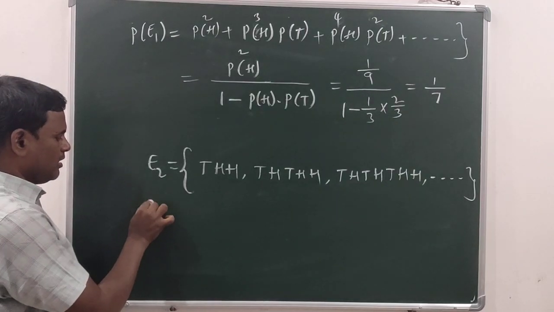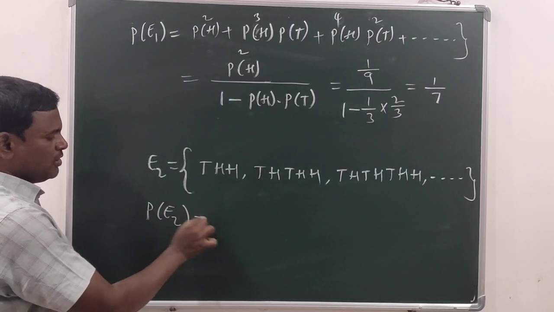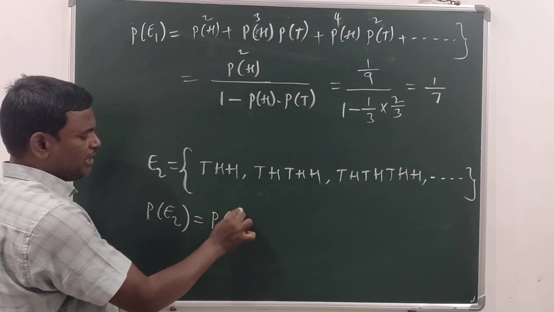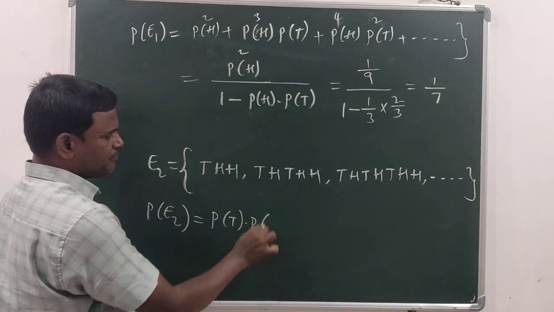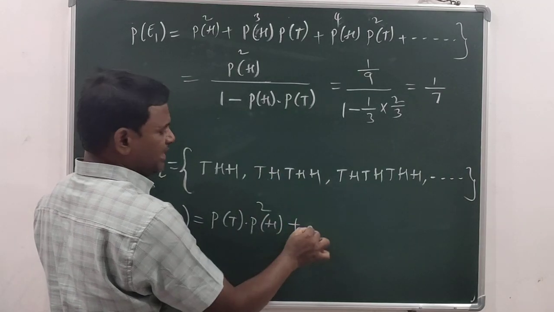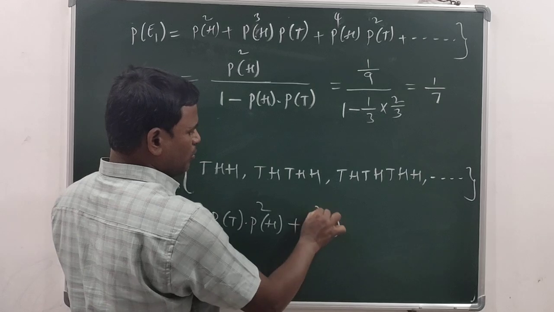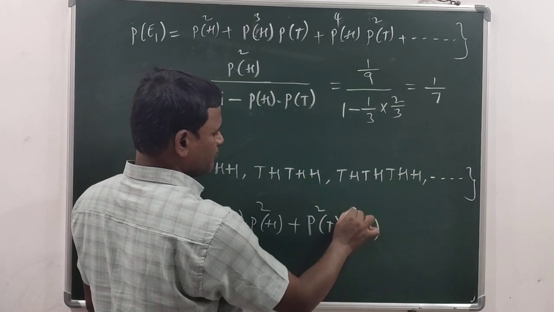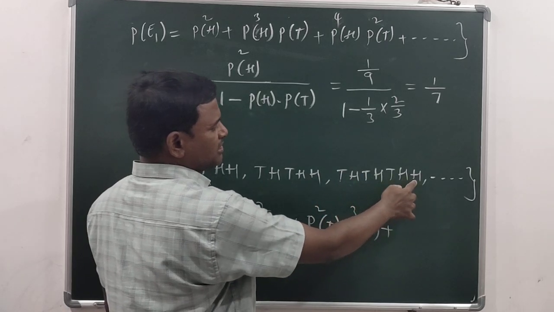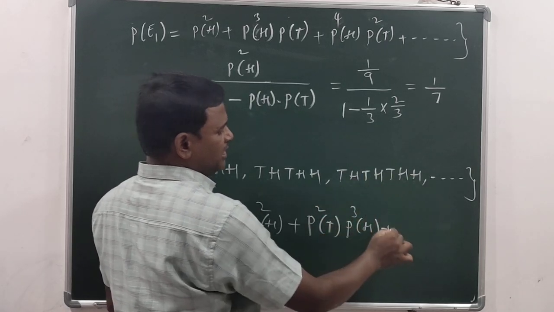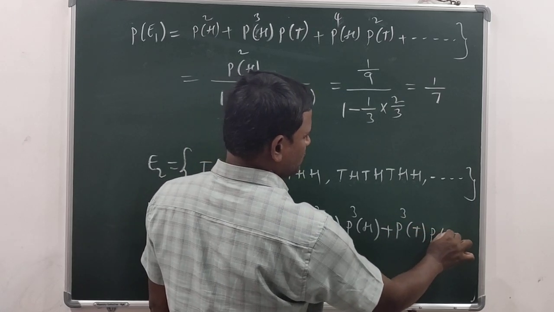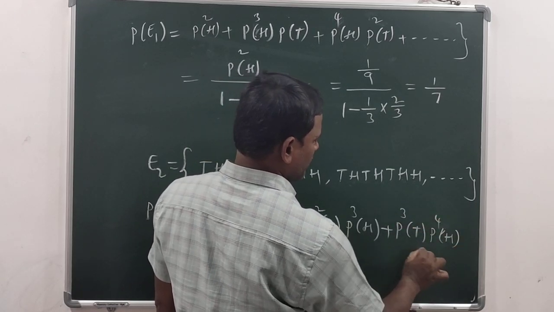Now go to the second set, P of E2. So here how many heads? 2 heads, 1 tail. So P of T into P of H whole square. And here 2 heads, 3 tails. Now P of T whole square, P of H whole cube. Now here 1, 2, 3, 4, 5, 6, 7. So 4 heads, 3 tails. P of T whole cube and P of H whole power 4 and so on.